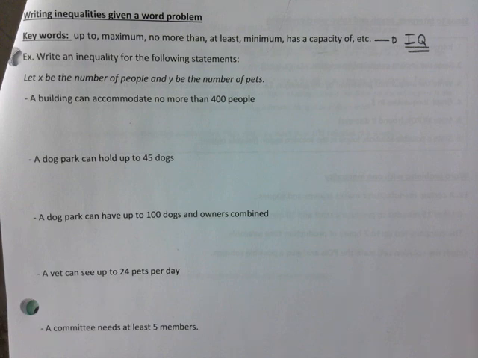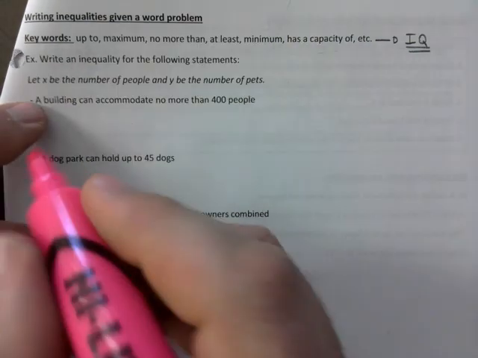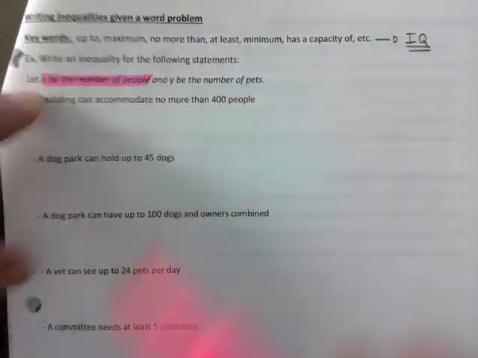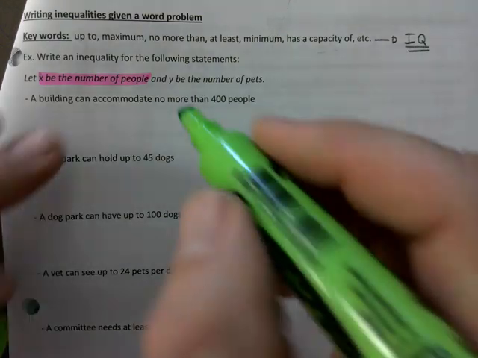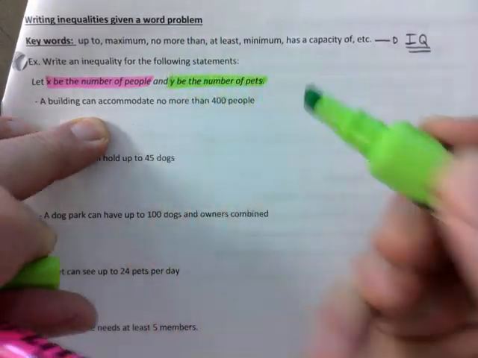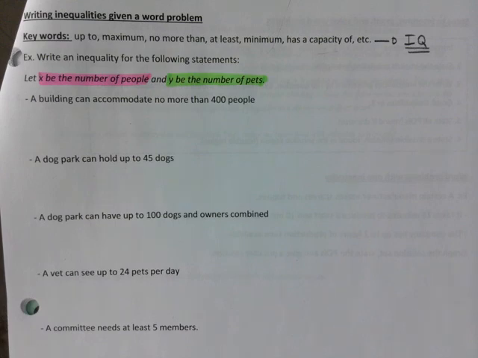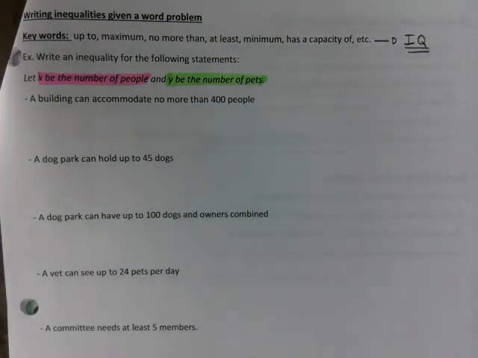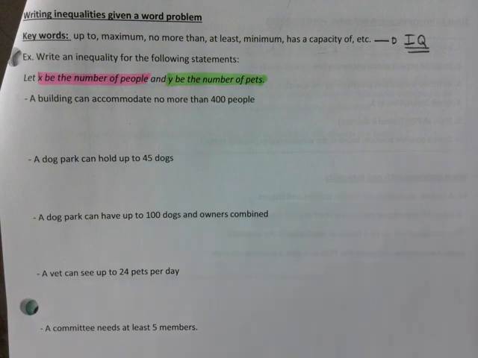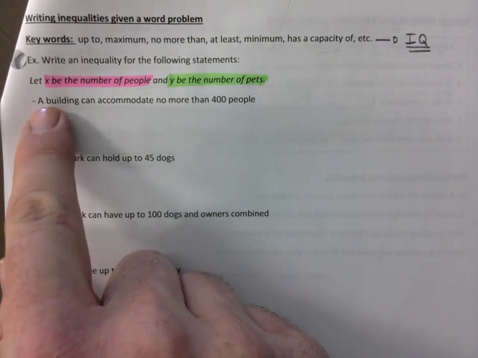Write an inequality for the following statements. Notice, I'm going to use 2 different color highlighters. Let X be the number of people and Y be the number of pets. So the question tells us the difference, right? So now we know X is people, Y would be pets, okay? So this has been established. You've identified your variables. Let's say a statement reads like this.